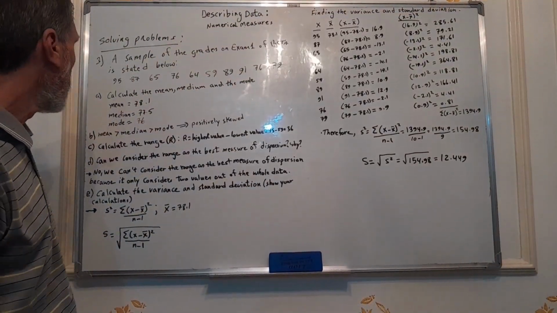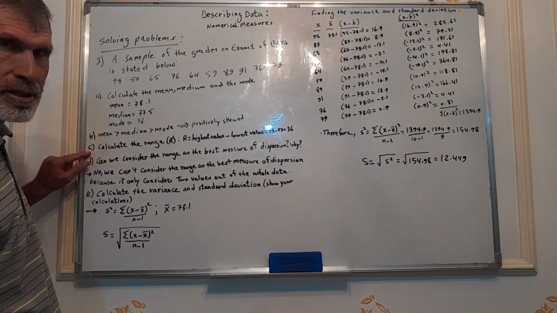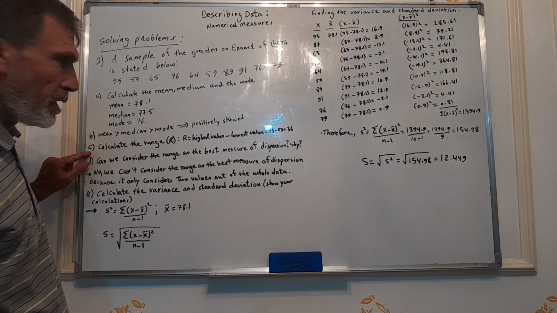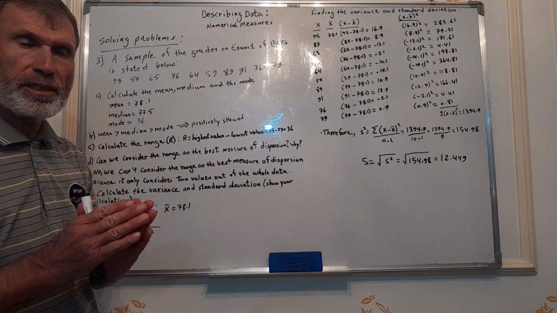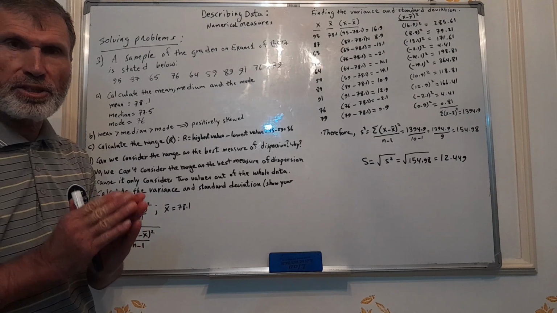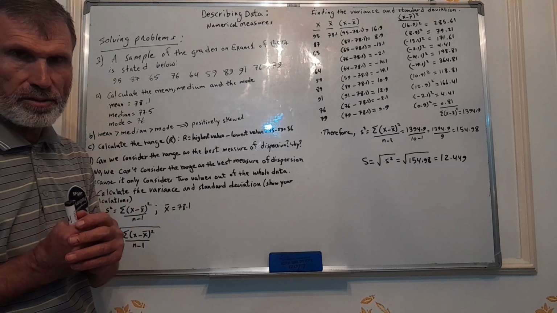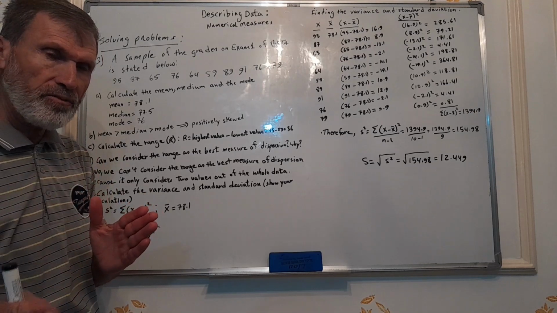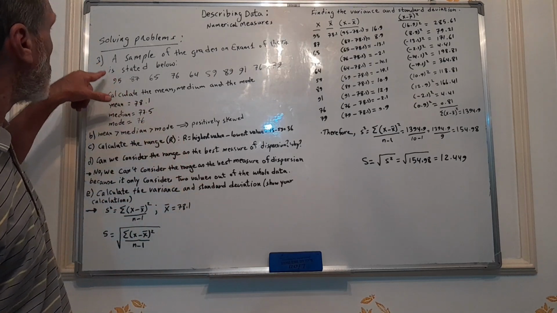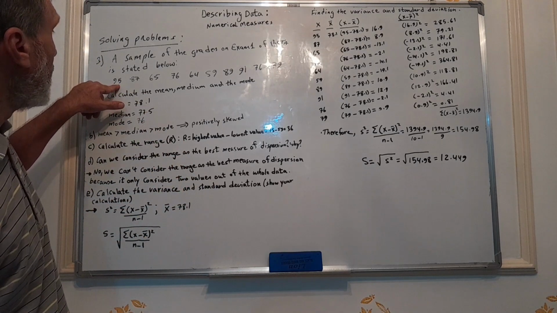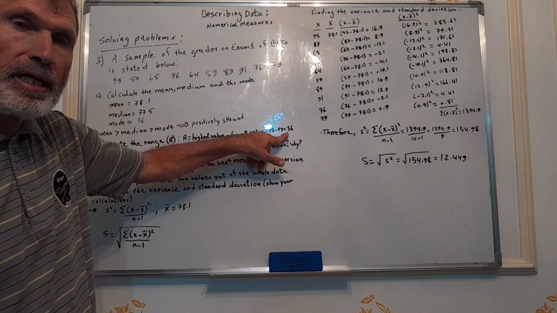Now we move to part C, calculate the range in problem 3. The range is the simplest measure of variation. The range is equal to the highest value minus the lowest value. So we subtract the lowest value from the highest value to come up with the range. Here, the highest value is 95 and the lowest value is 59. We do that, we come up with 36. So 36 is the range.